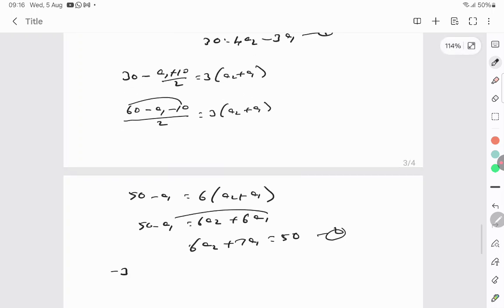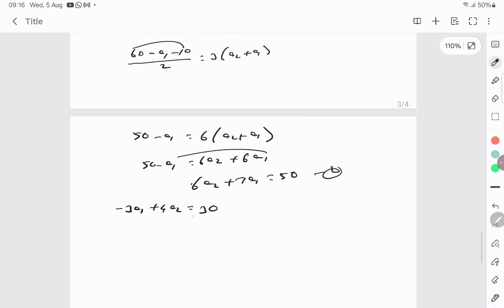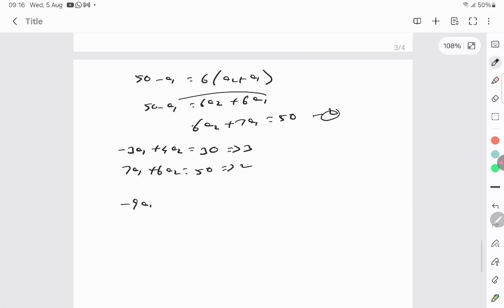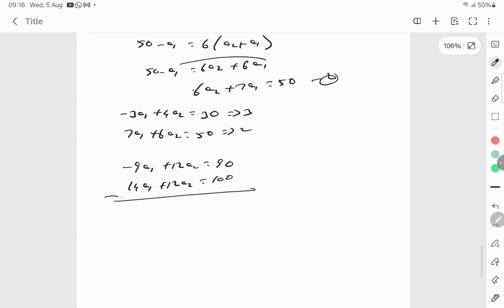What is the first equation? Minus 3A1 plus 4A2 is equal to 30. Then 7A1 plus 6A2 is equal to 50. So eliminating, multiplying by 3 and 2, it's minus 9A1 plus 12A2 is equal to 90, and 14A1 plus 12A2 is equal to 100. Now this minus this, the 12A2 gets cancelled. 14 plus 9 is 23A1, minus 23A1 is equal to minus 10. So A1 is equal to 10 by 23 meter per second square.